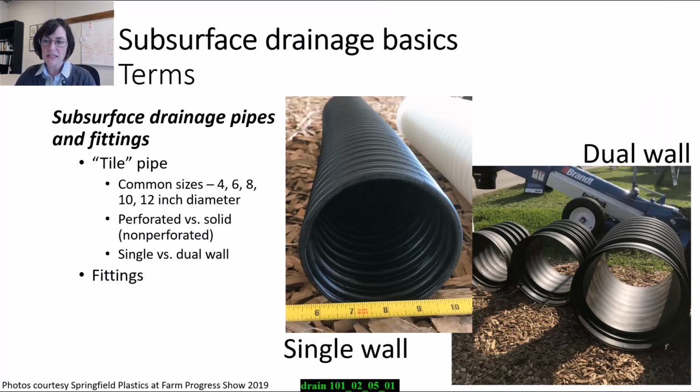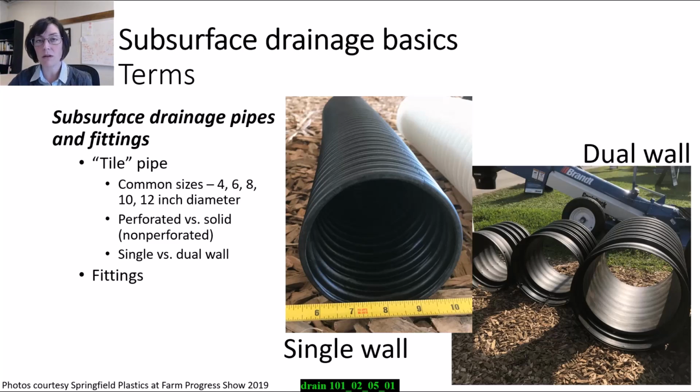And then another nuance is that drain companies make what's called single wall, which is shown on the left, versus dual wall, which is shown on the right. Dual wall tends to come in larger diameter sizes and is exactly what you would think. It has two walls inside. It has the outside wall and then the inside wall. The inside wall is a smoother surface.